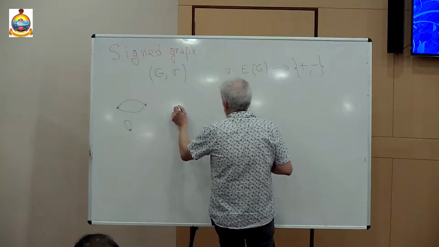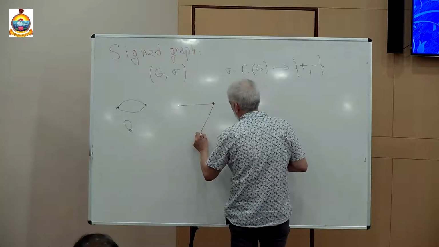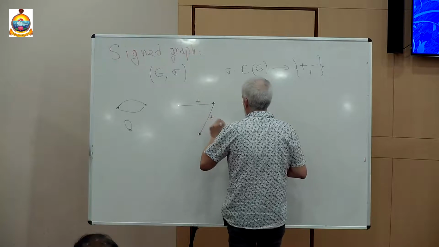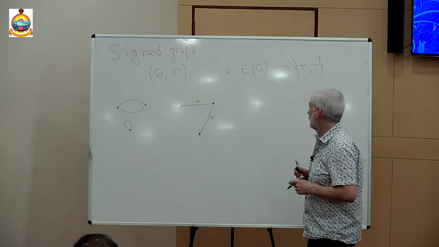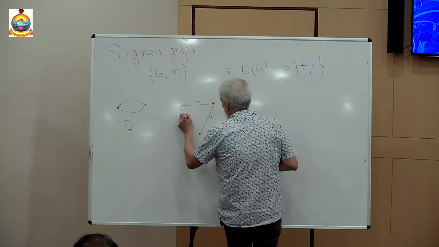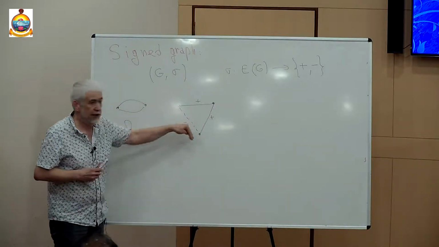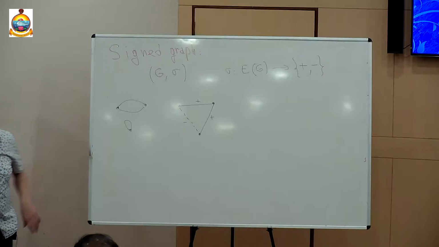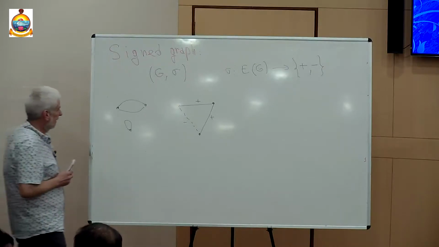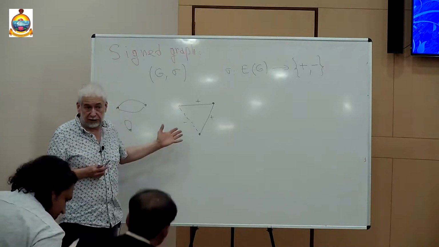So this is a signed graph, for instance. These two edges are positive, equipped with a plus sign, and this one is a negative edge. For negative edges, I will draw them with these dotted lines. So this is a signed graph, okay?